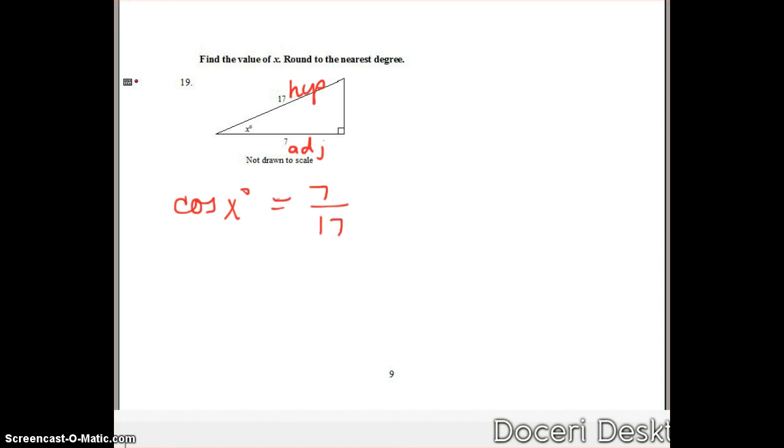When you find x, you want to get x by itself, so you're going to take cosine over to the right side of the equation, and when you do that, you actually do the inverse cosine. That would be the opposite operation of that. And I take the inverse cosine of 7/17, which gives me x equals 66 degrees.